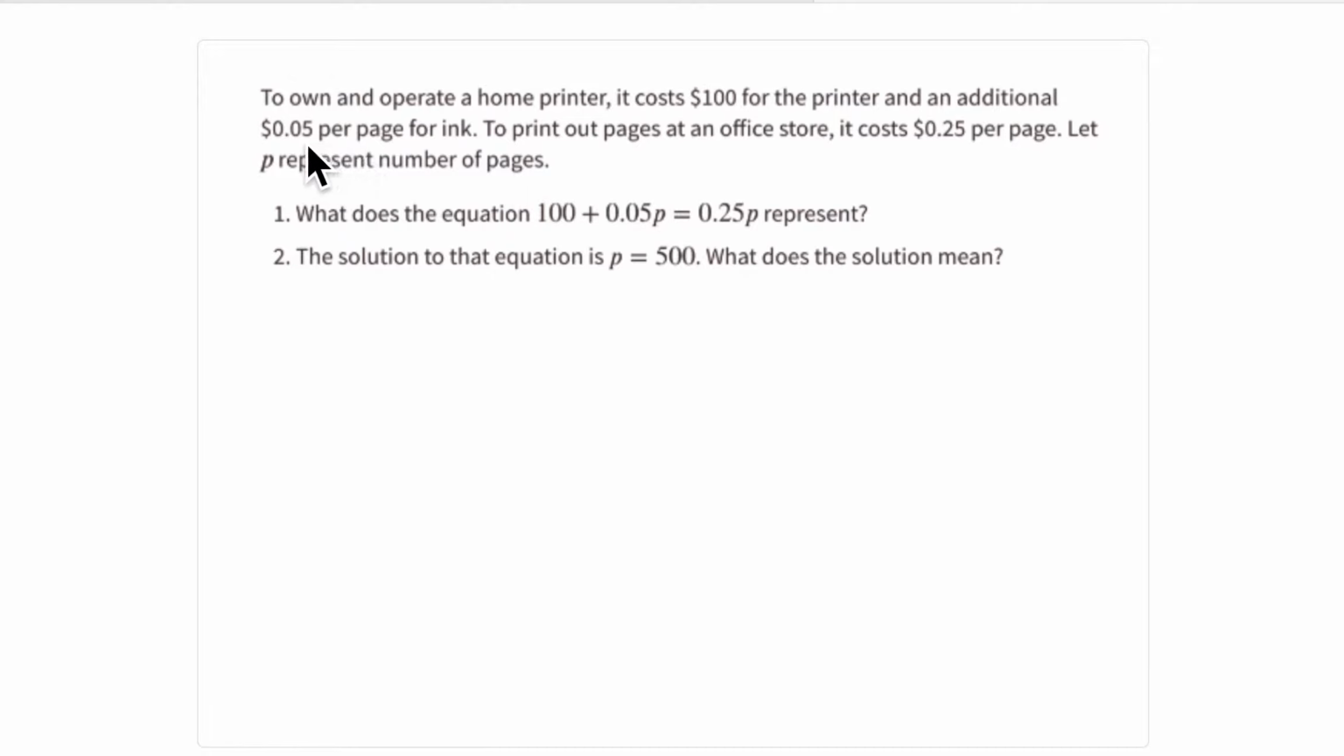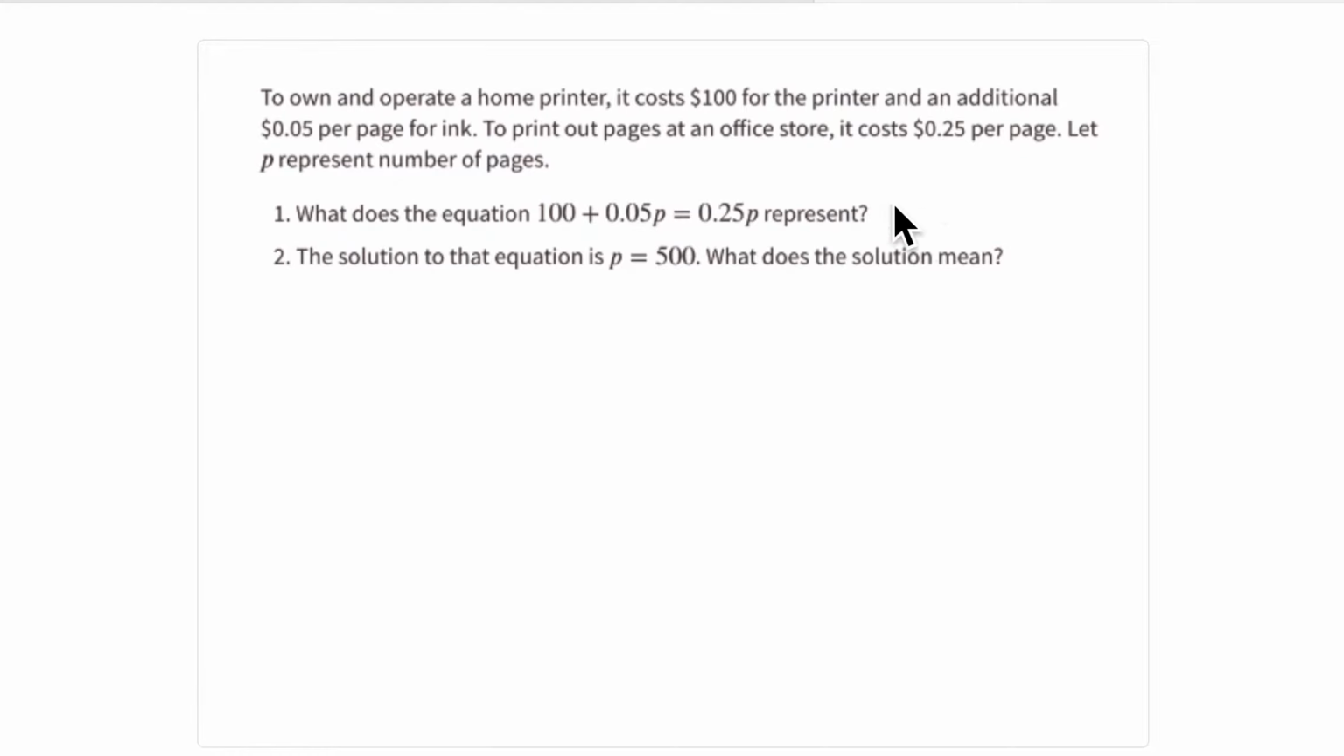So per page, it's going to cost you 5 more cents per page because you have to buy ink. You also have to buy paper. They don't include that here. Or if you take it to an office store where you can print, it costs you 25 cents per page to print at an office store.